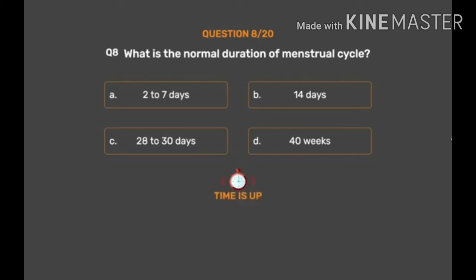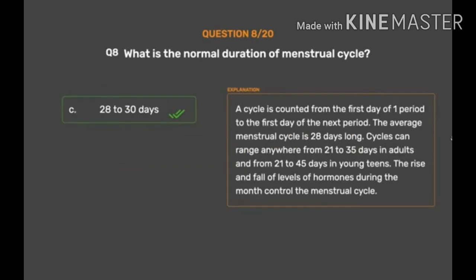The correct answer is option C, 28 to 30 days. A cycle is counted from the first day of one period to the first day of the next period. The average menstrual cycle is 28 days long. Cycles can range anywhere from 21 to 35 days in adults and from 21 to 45 days in young teens. The rise and fall of levels of hormones during the month control the menstrual cycle.